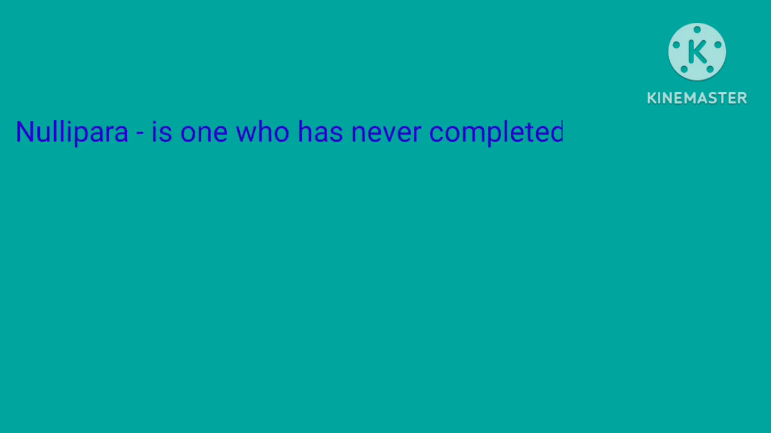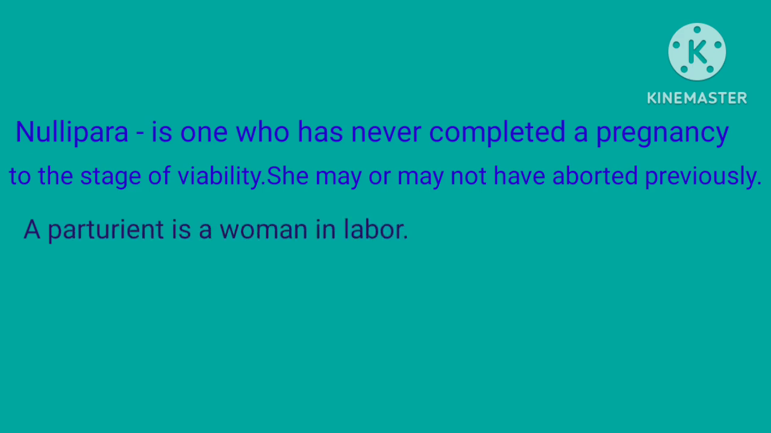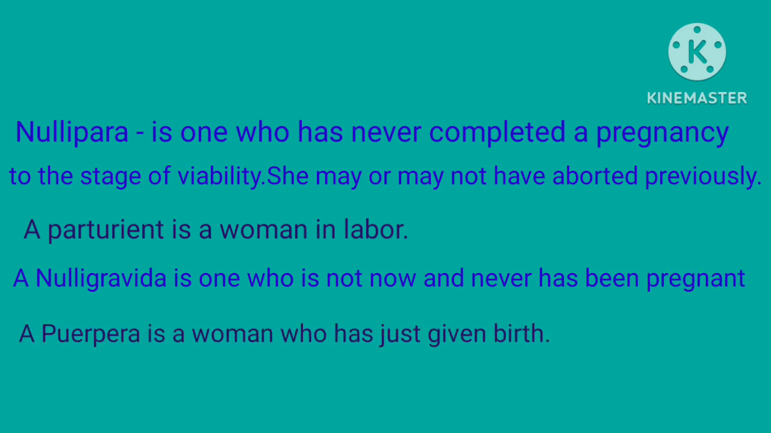Next, a nullipara. A nullipara is one who has never completed a pregnancy to the stage of viability. She may or may not have aborted previously. That is known as nullipara. And next is a parturient. A parturient is a woman in labor. The woman who is in labor, that is known as parturient.